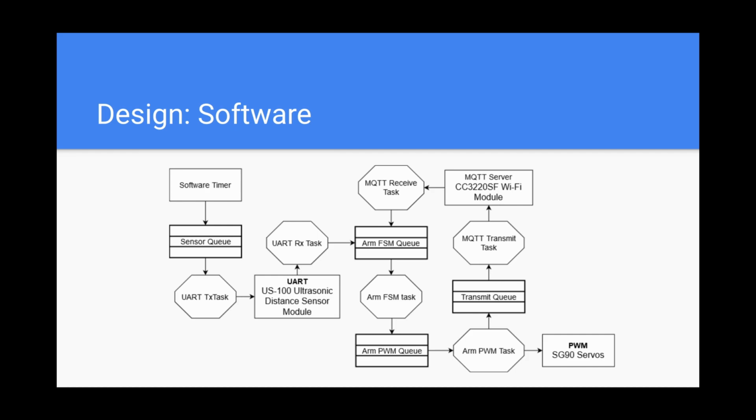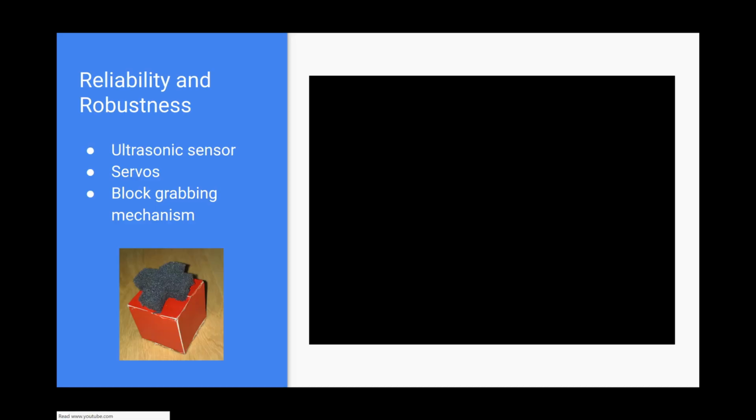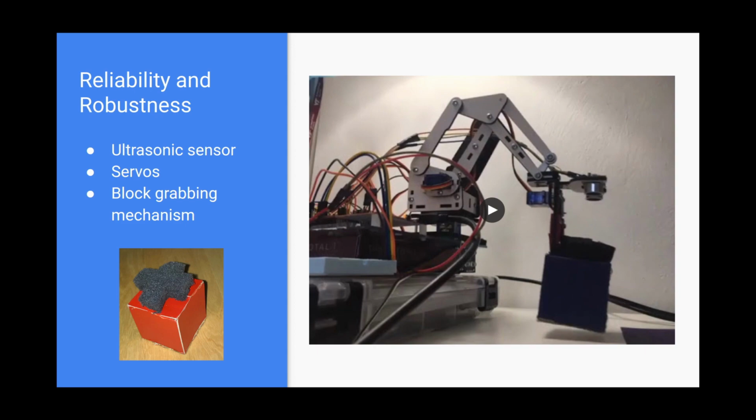And then finally, the ARM PWM task would take 4 angles and convert that into the proper duty cycle so we could update the PWM signal sent to the servos. As far as reliability and robustness, there were some issues with the robustness of the ultrasonic sensor since it didn't work with all materials, and the servos were also not the most reliable because sending the same duty cycle twice to the servos wouldn't always result in the same exact position.